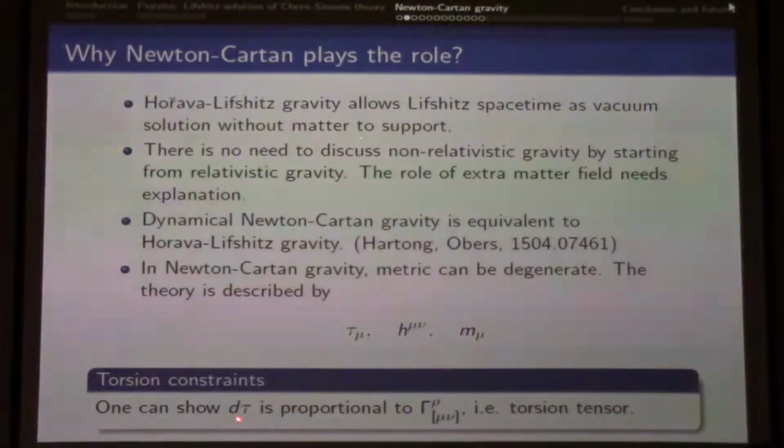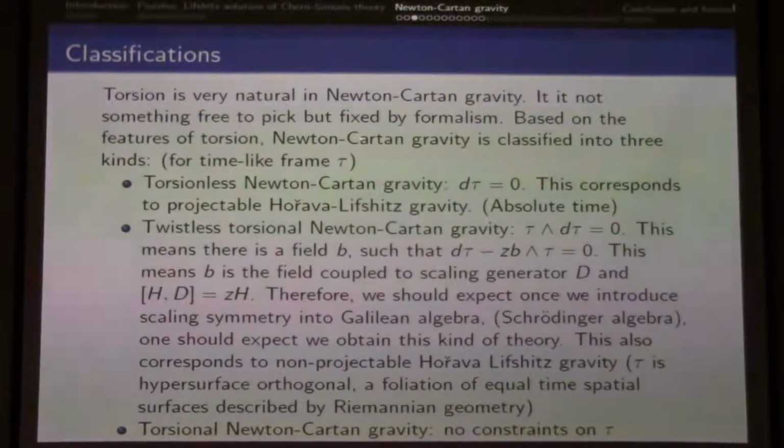And you can also show by the metric-like description that this d tau is proportional to the antisymmetric part of the affine connection. So this part is describing the torsion. Actually, torsion is very natural in Newton-Cartan gravity. This is not something you can pick freely, but is actually fixed by the formalism. And based on this feature of torsion, Newton-Cartan gravity can be classified into three types, all of which were discovered from the classical analysis of Lipschitz holography. The first type is torsionless Newton-Cartan gravity, which means d tau equals zero. This corresponds to projectable Hořava-Lifshitz gravity. The physical meaning of this, from the Newtonian perspective, is that in this whole space-time there exist absolute time coordinates.